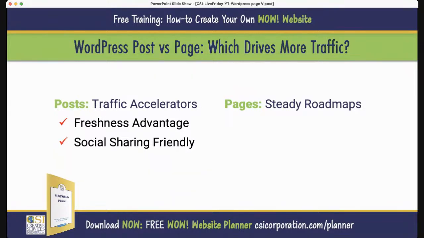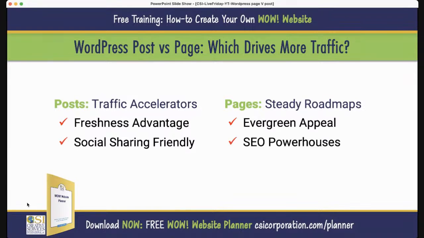Okay, so let's move over to the steady roadmaps, which are pages. They have evergreen appeal because pages often contain essential information that remains relevant over an extended period. As a result, they have a lasting appeal and can attract organic search traffic consistently over time.